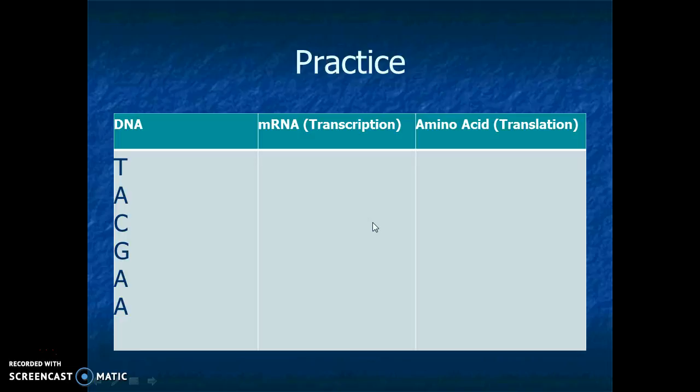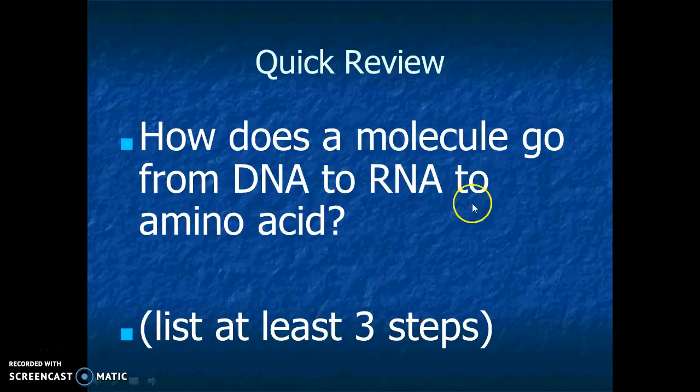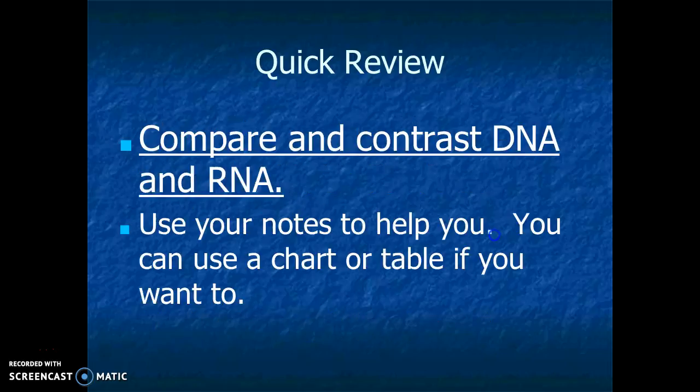We're going to do some practice in class, so I'm actually going to hold off on that, and I think we're just about done. So quick review, how does a molecule go from DNA to RNA to amino acid? You need to come up with those steps. I kind of went over it already. So DNA to RNA is transcription. RNA to the amino acid sequence happens with the help of tRNA, and that is translation. Something along the lines of that.